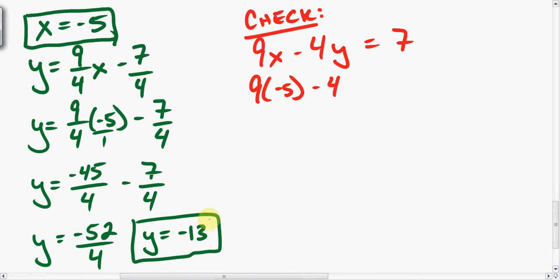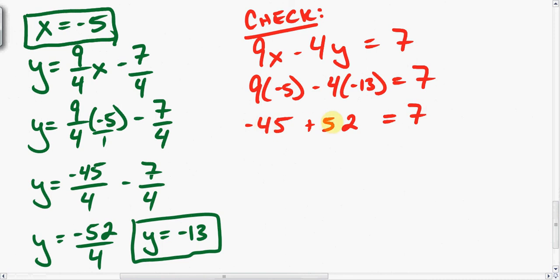And we know the value of y is negative 13, because that's what we found. I want to make sure that's correct. So now all I want to do is evaluate the left-hand side of the equation, and hopefully it will equal 7. So the first thing I'm going to do is multiply 9 times negative 5, and I get negative 45. And then I'm going to multiply negative 4 times negative 13, and I get positive 52. I'm going to drop down my 7. So negative 45 plus 52, well, that's 7. And it's nice to see that 7 equals 7, so we know we're correct. We know y equals negative 13 when x equals negative 5.